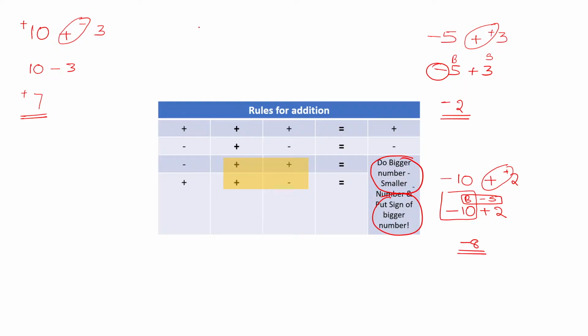So we will try one more question like this. So if it is positive 7 plus negative 2. So first you have to deal these two signs. So it will be positive 7 minus what? 2. Now bigger number minus smaller number 5. What is the sign of bigger number? Plus. This is the concept.